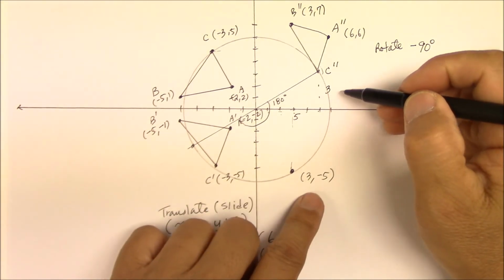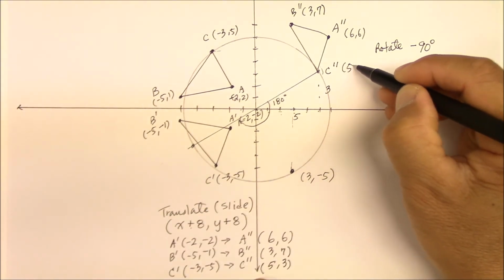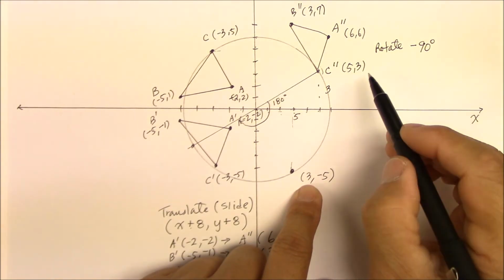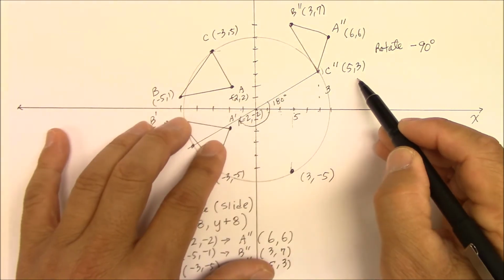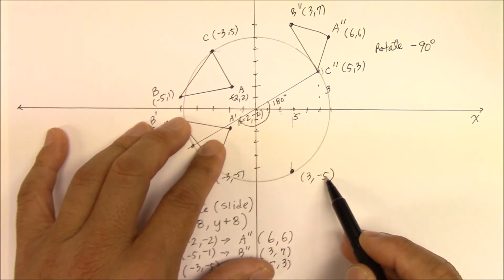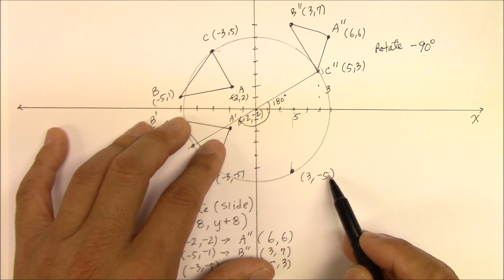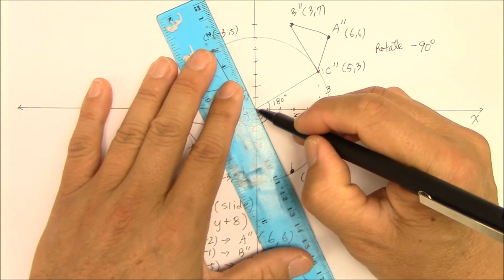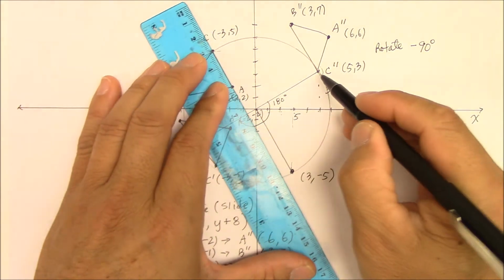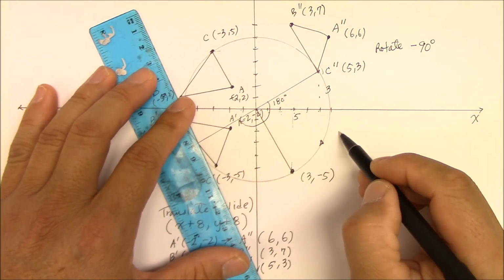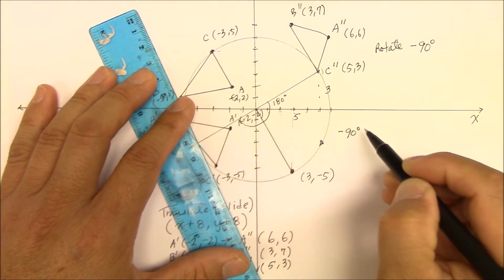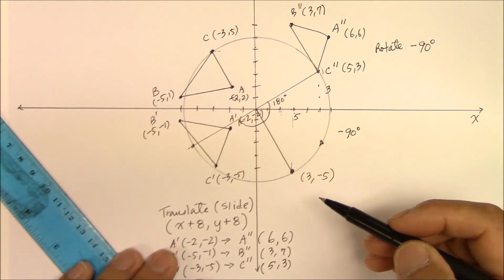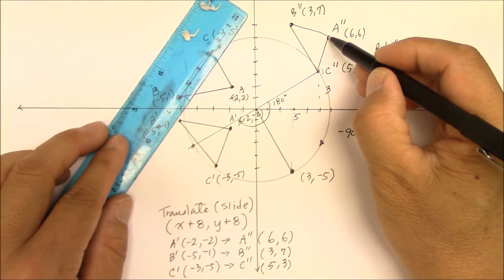Now look at the relationship between this C double prime, which is 5 and 3, and this one. What's happening? The numbers crossed over, they switched, and one became an inverse, opposite. Yeah, and now from here to there is negative 90 degrees. See that? Half of 180. And you could follow that for every one of these points now.